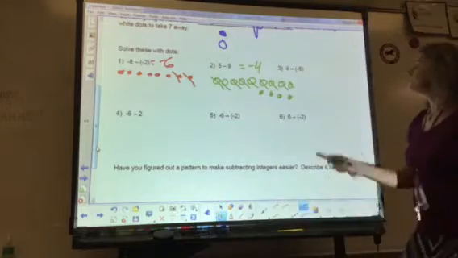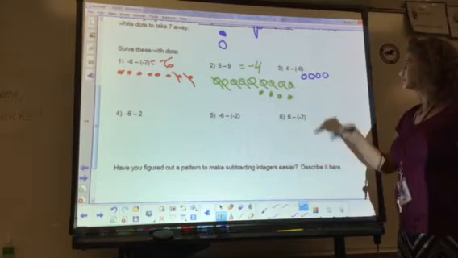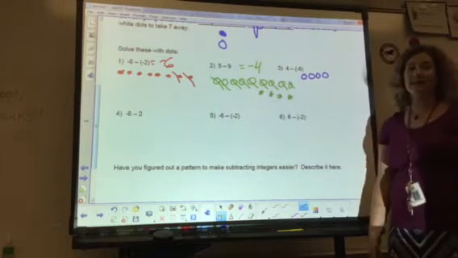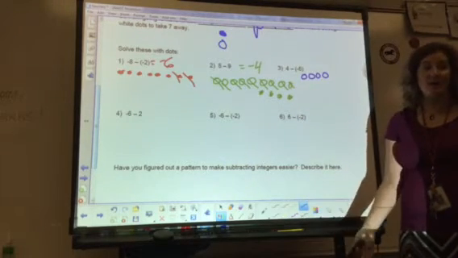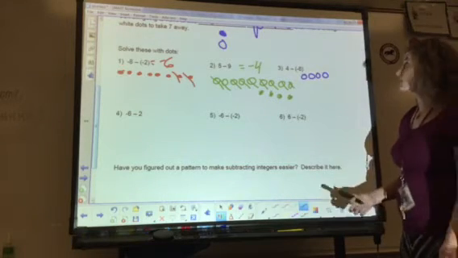Okay, last one. 4 take away negative 6. I need to start with 4 positives. I need to take away 6 negatives. I don't have any negatives at all. I need enough negatives to be able to take 6 away. So I need to use 0 pairs.